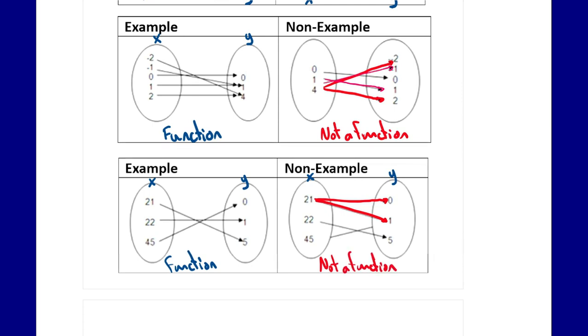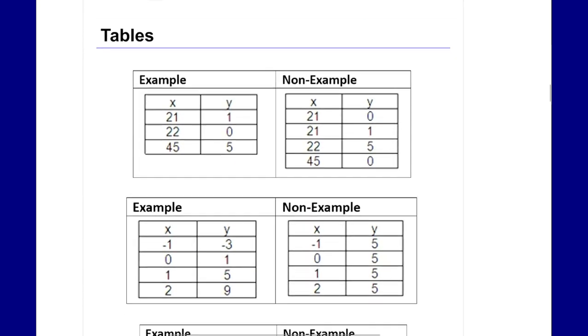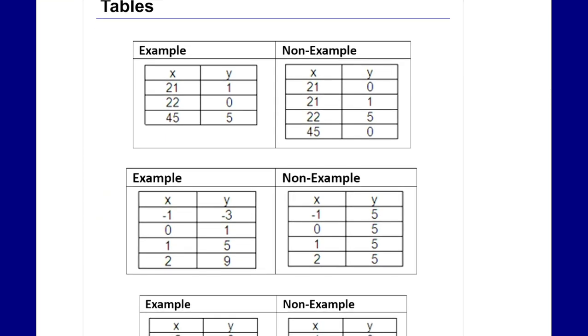So those are mapping diagrams, right? Same can be said for tables. However, the tables, although similar to a mapping diagram, we don't really see it laid out the exact same. So we do have to be careful and see, do I see the x value occurring more than once? If I look at this example, when x is 21, y is 1. When x is 22, y is 0. When x is 45, y is 5. So there's only one y value for every x value. So that means that this is a function.